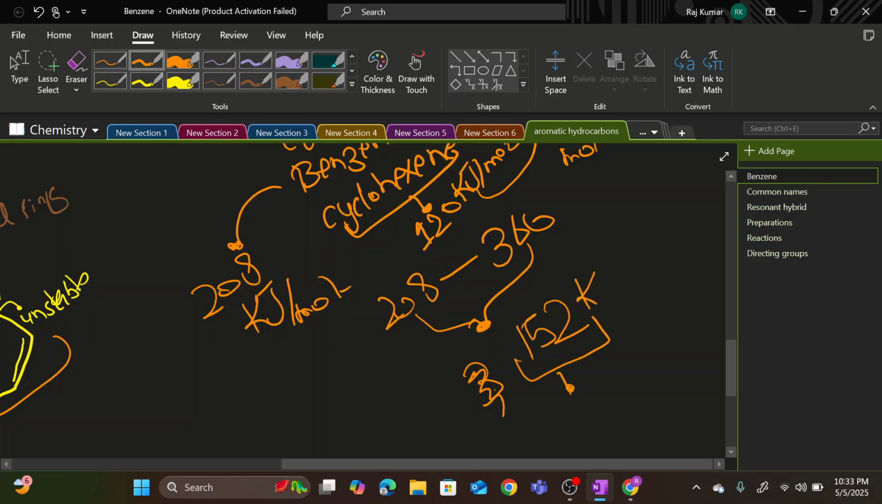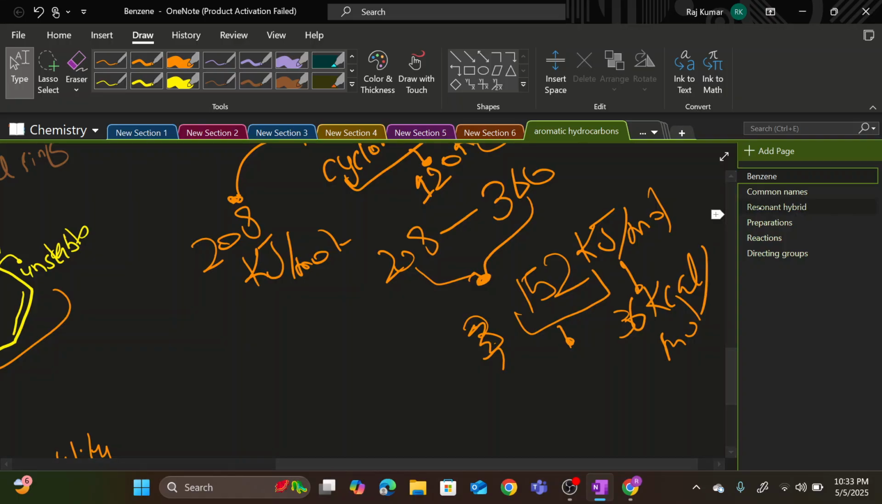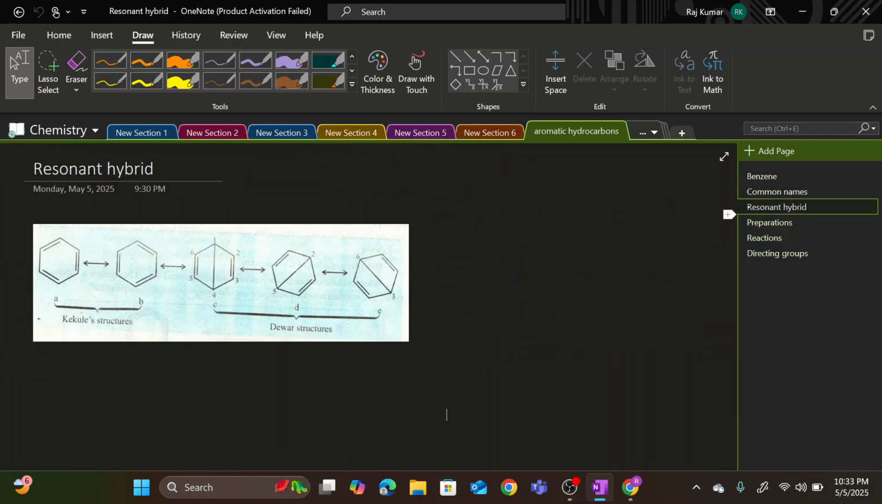That resonance energy is 152 kilojoule per mole or 36 kilocalorie per mole, and that basically is the resonance energy which happens due to resonance. Now, what is resonance? We are going to study it right now.